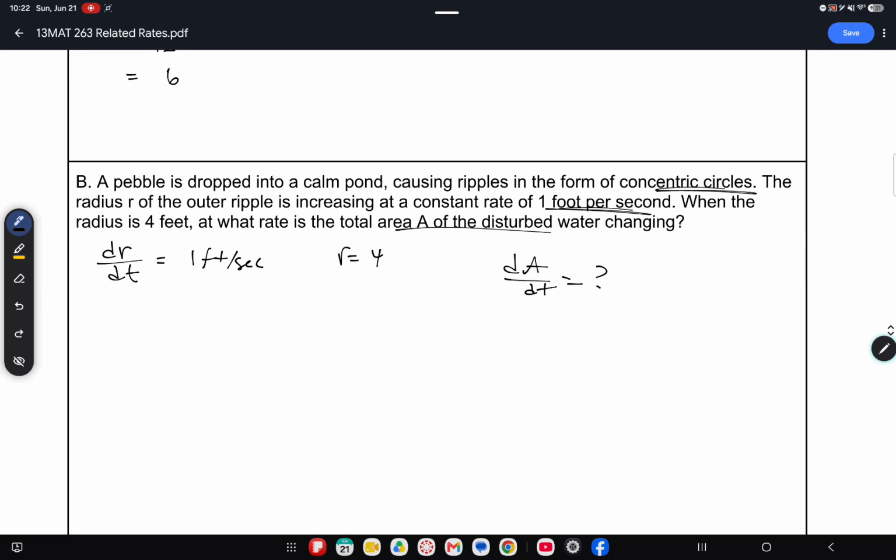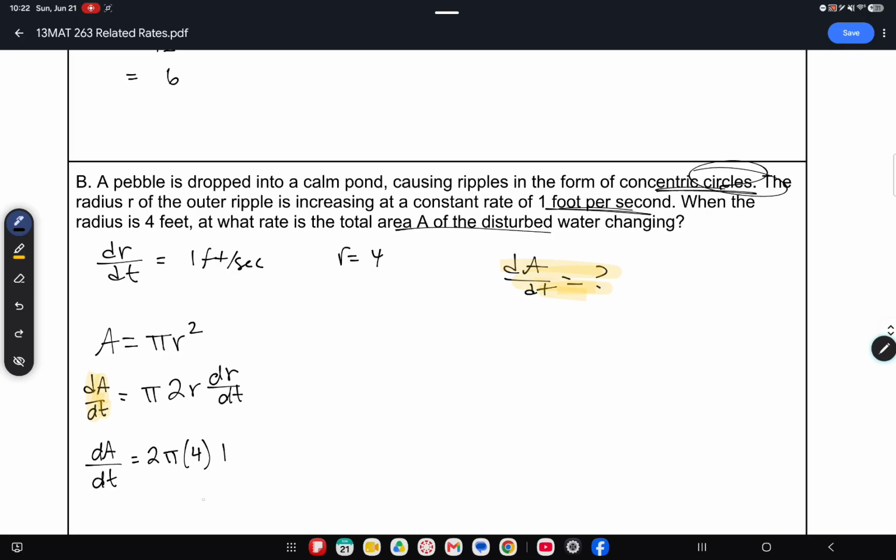So I probably have to have some kind of equation dealing with area, right? And it's circles. So the area of a circle is pi r squared. So if I do derivatives, it's going to be dA/dt. Pi is just a number I can pull out as a multiplier. And that's going to be 2r dr/dt. If I want to find dA/dt, that means I know everything else. So dA/dt, I'm just going to rewrite this as 2 pi. R, we know that's 4. And then dr/dt is 1 foot per second.